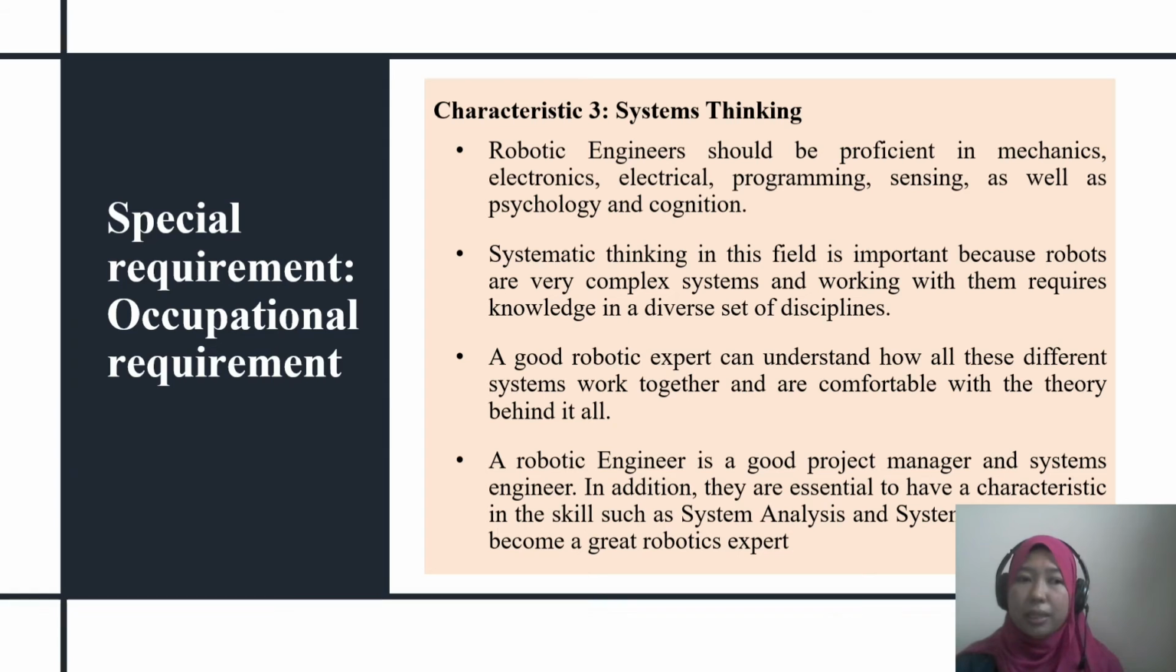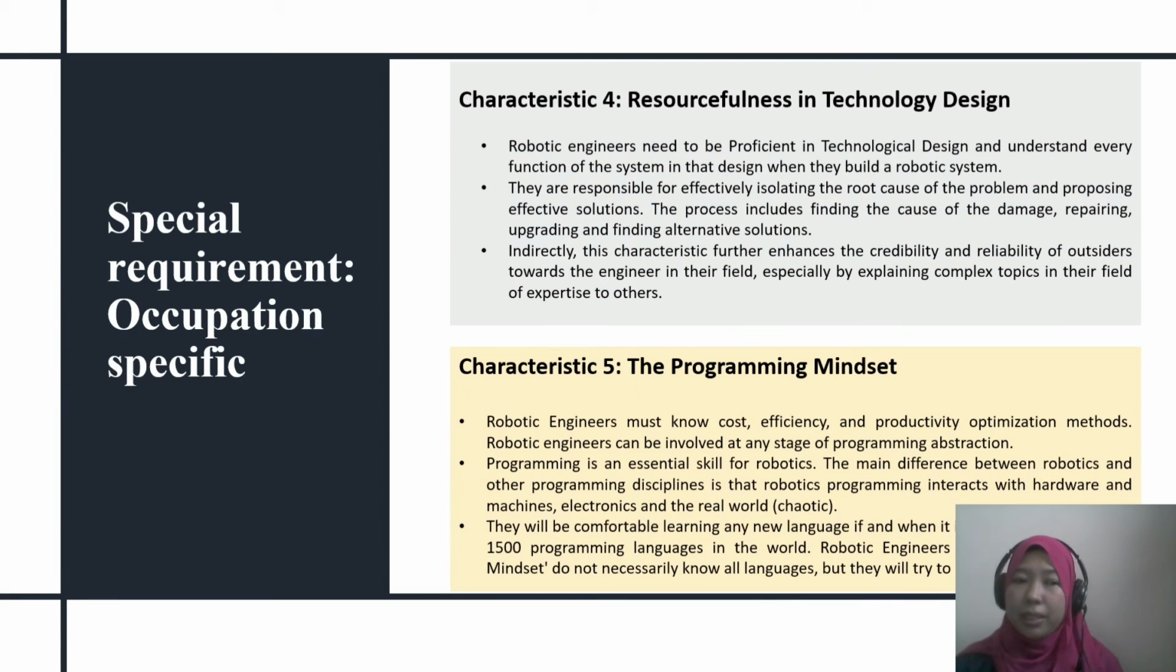Okay, the second special requirement is occupational requirement, and the third characteristic we highlight is about system thinking. Robotic engineers should be proficient in mechanics, electronics, electrical, programming, sensing, as well as psychology and cognition. Under the special requirement of occupation specific, the fourth characteristic is resourcefulness in technology design. Robotic engineers need to be proficient in technological design and understand every function of the system in that design when they build a robotic system.